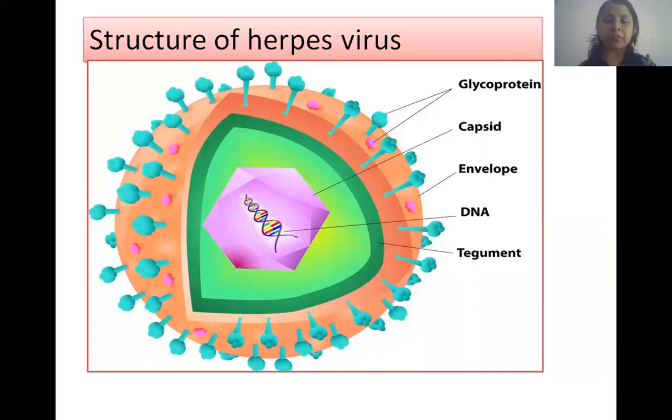This picture shows the structure of herpesvirus. Here you can see the DNA, which is enclosed in the icosahedral capsid, and outside the capsid is the tegument, which is a protein coat containing many viral proteins. Surrounding the tegument is the viral envelope, which is derived from the host nucleus, and the envelope has glycoproteins as peplomers.